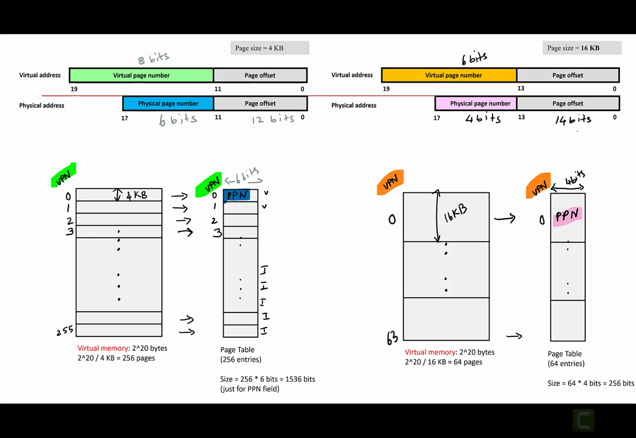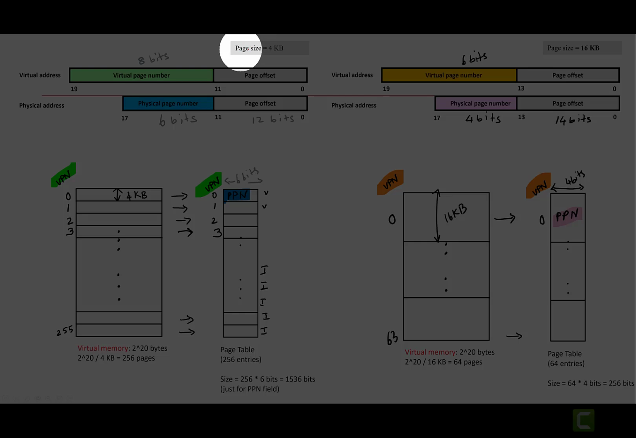Now, I want to go through this exercise of understanding the size of page tables for 2 different page sizes. And maybe that will help us understand how we may go about solving this problem. On the left side, you have an example for a page of size 4 kilobytes. And on the right side, you have a page of size 16 kilobytes, 4 times larger. Now let's see how this page size affects the page table size.